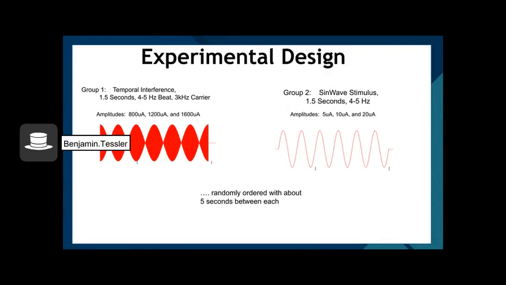So our experimental design: we have two groups. The first one is the temporal interference group, where we stimulate for 1.5 seconds at the 4 to 5 hertz beat at 3 kilohertz carrier with 3 various amplitudes at 800, 1200, and 1600 microamps. Group 2 is the sine wave stimulus, where we stimulate for 1.5 seconds between 4 to 5 hertz with amplitudes of 5, 10, and 20 microamps. And each of these are randomly ordered with about 5 seconds in between each stimulation.